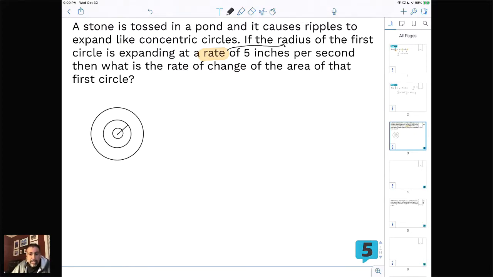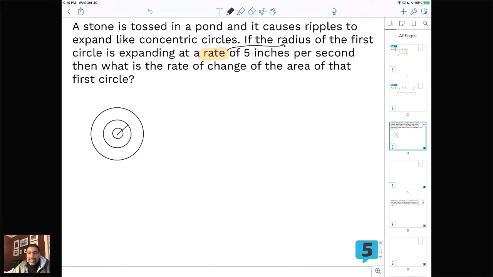So every time you see rate, what I'd like you to do is think about how you would write that using some calculus notation. So rate is derivative. Derivative is usually written dy over dx, but you've got to make it fit the problem. And in this question, y's and x's are not immediately apparent to us. So I'm encouraging you to make the variables fit the problem. The dependent variable in this case is the radius. The radius is what's changing.